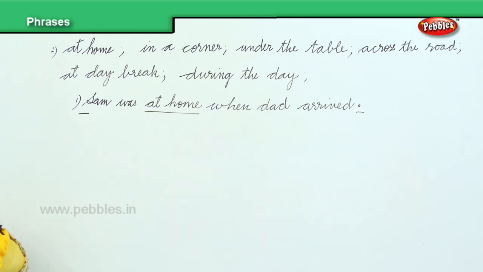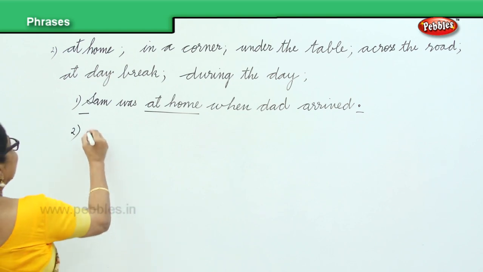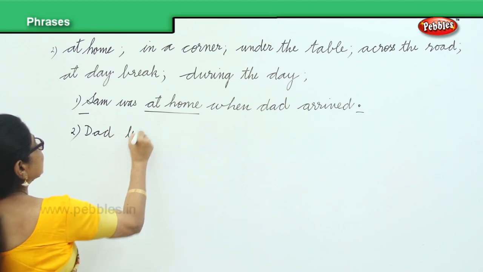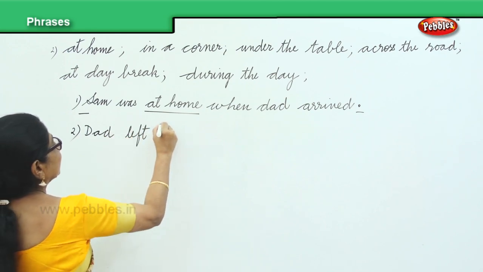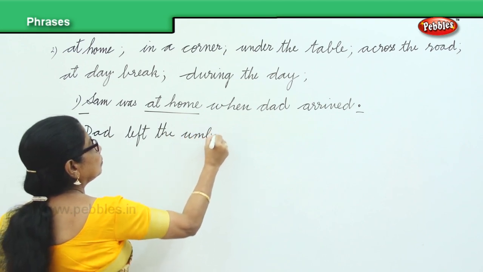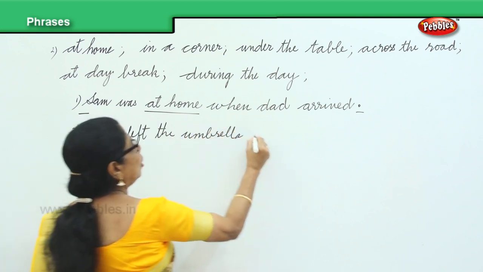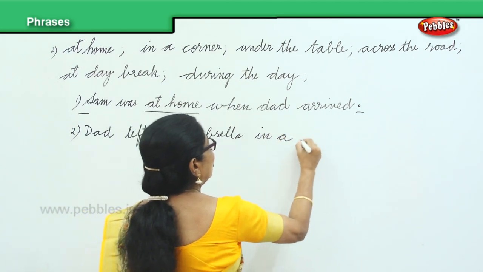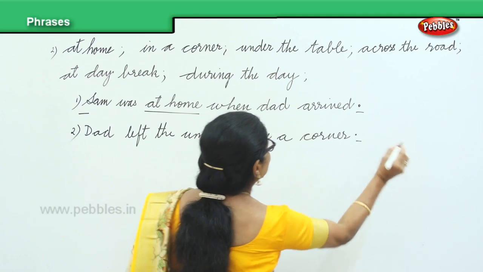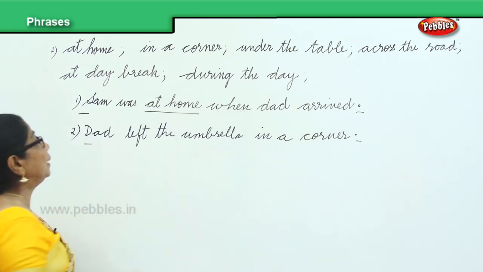In a corner. Okay? In a corner. Dad left the umbrella in a corner. Okay, so we use the full stop and the capital letter.